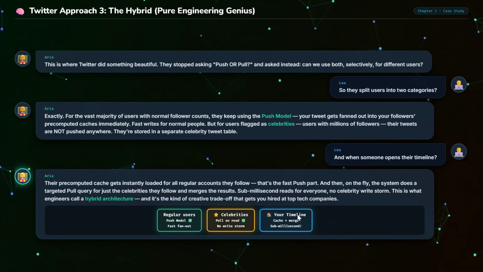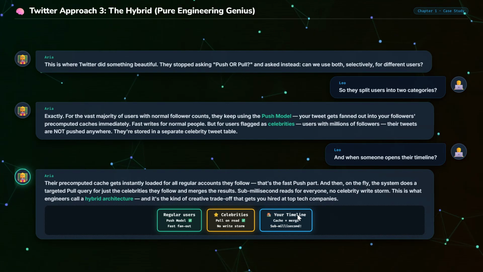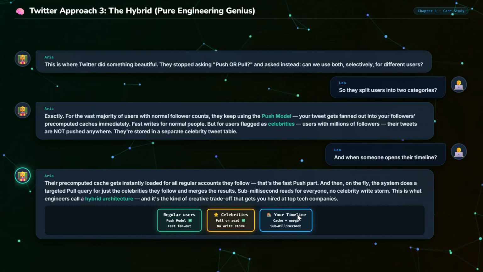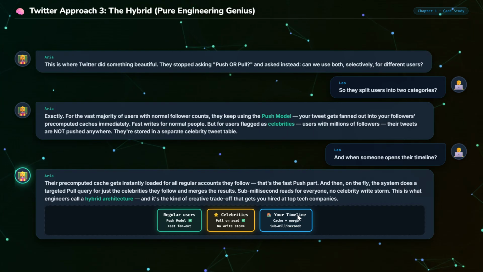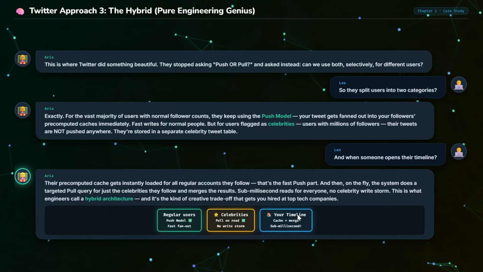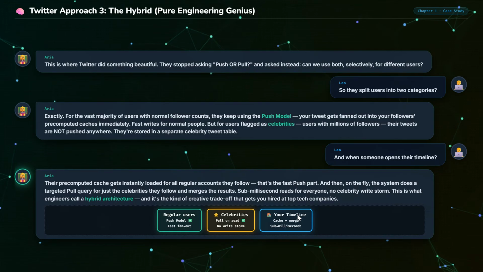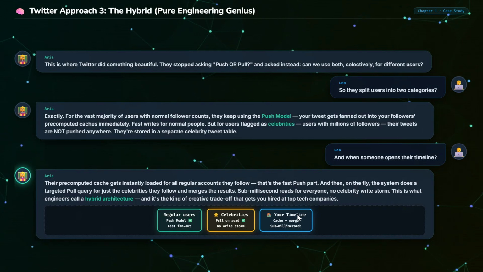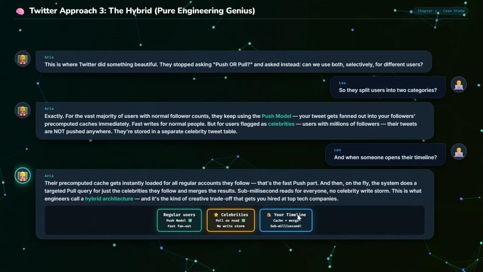This is what engineers call a hybrid architecture, and it is exactly the kind of intelligent trade-off analysis that gets you hired as a senior engineer at top technology companies. It shows you can reason about real-world constraints rather than just applying textbook solutions.